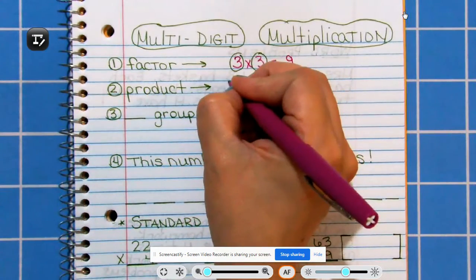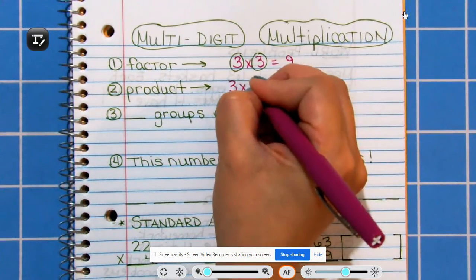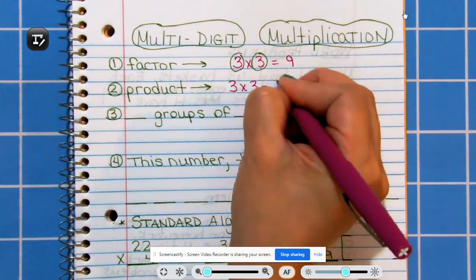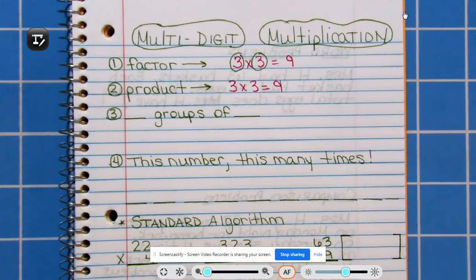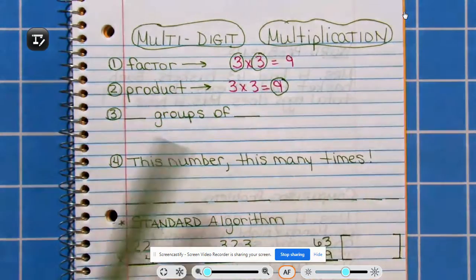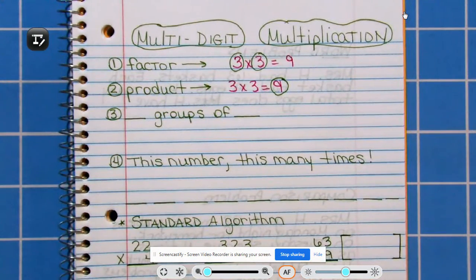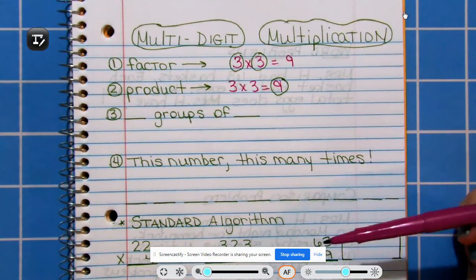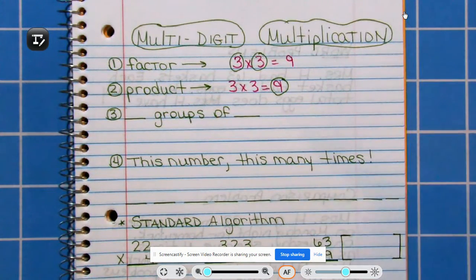All right, if we have 3 times 3 equals 9, the answer to the multiplication problem is the product. And you will see this word a lot, and you have to know what it means. So a question could be, what is the product of 3 and 3? And you would have to know to multiply those together to get the answer.